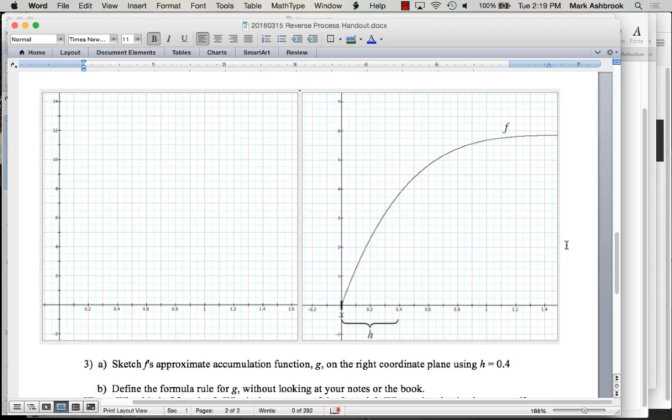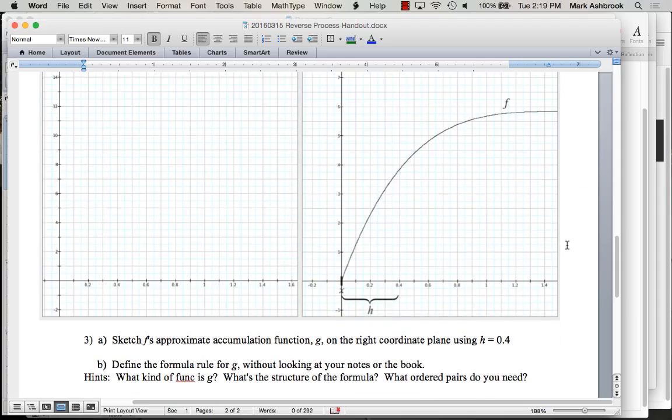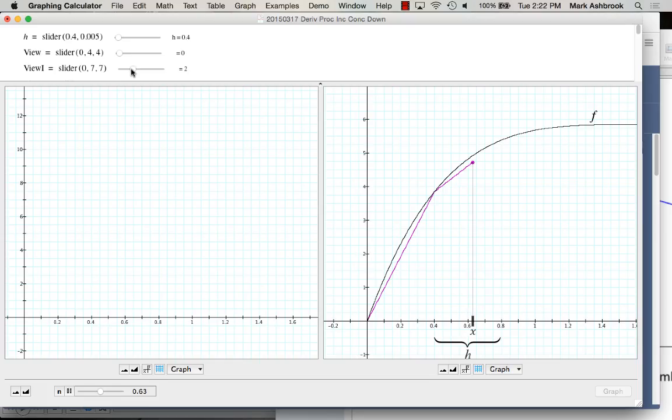So now you're going to use h of 0.4. And I want to first start by sketching the approximate accumulation function using h or delta x of 0.4. And we all should nail this now, right? Using h of 0.4, sketch the approximate accumulation function. Okay, so I put a dynamic version of what you just sketched up so you can check your work. This is showing that function you just sketched being generated, an approximate accumulation function. Does it agree with what you did?